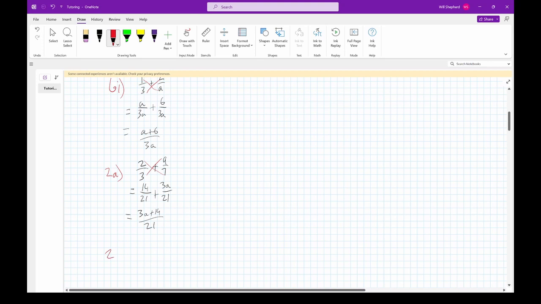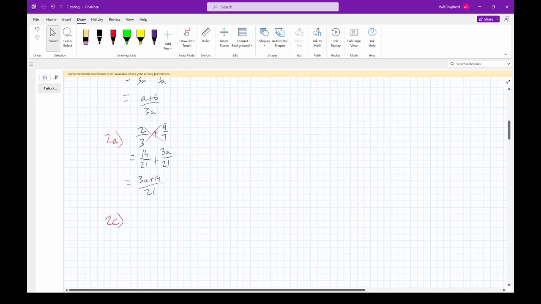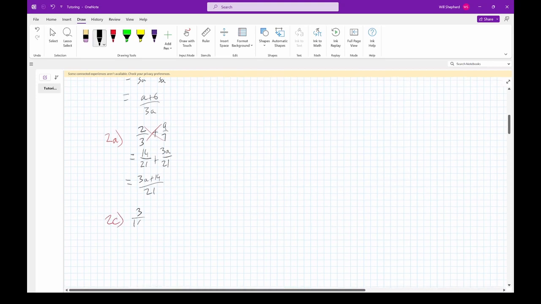Off to see the wizard now. And for question 2c, we have 3 over 10 minus 3b over 2. Okay, so getting straight into it, we're going to just use brute force here and times the 2 by the 10, or the 10 by the 2 if you like, and that is going to give us something over 20 minus something over 20. We can then cross multiply and get, well, 2 times 3 is 6, and 10 times 3b is going to be 30b there.